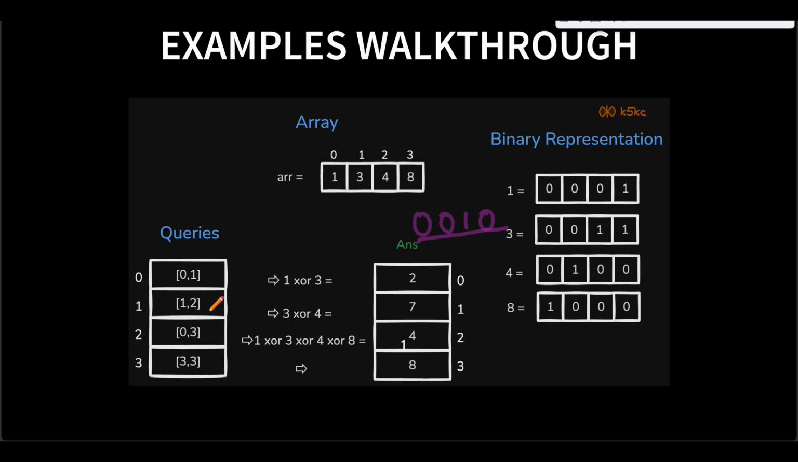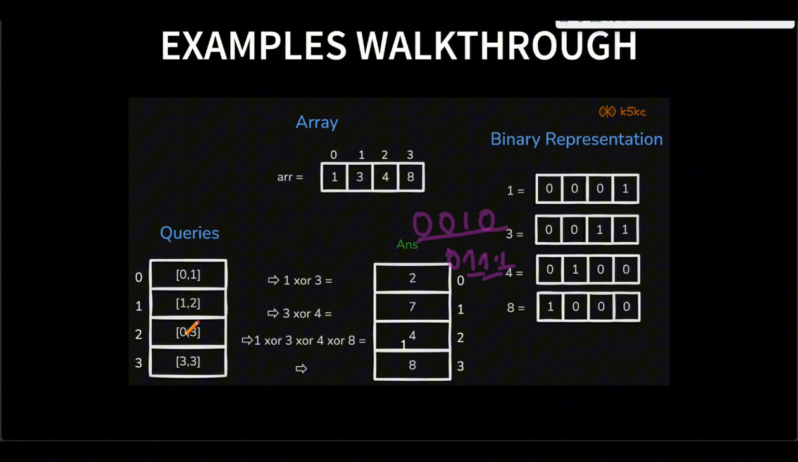Similarly, the next query is [1, 2]. That is, we need to XOR all the values from index 1 to 2. So it will be 3 XOR 4. The binary representation of 3 is 0011 and 4 is 0100. So if we do bitwise XOR, then 1 XOR 0 will be 1. Then another 1 XOR 0 will be 1. Then 0 XOR 1 also will be 1. And finally 0 XOR 0 will give us 0. And this binary representation corresponds to integer 7. And that will be our answer for query number 1.